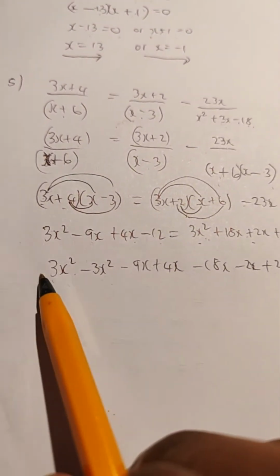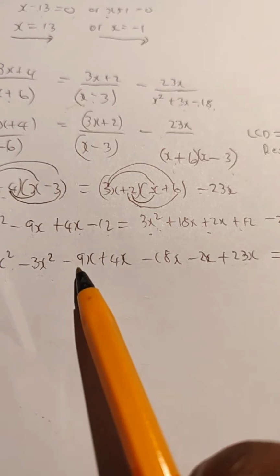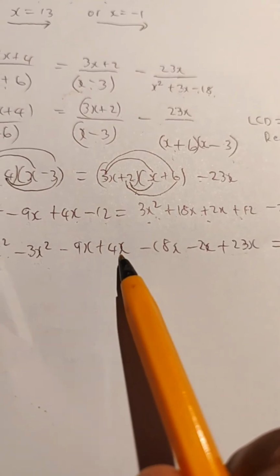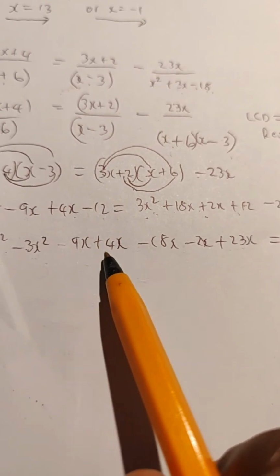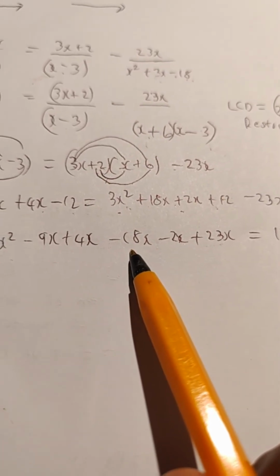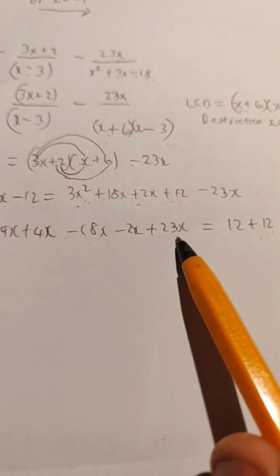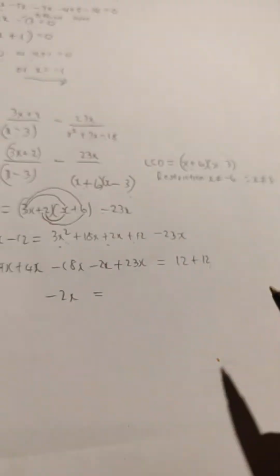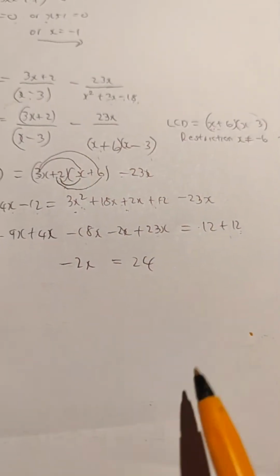3x squared minus 3x squared will give us 0. Let's go to the x terms. Negative 9x plus 4x is negative 5x. Negative 5x minus 18x is negative 23x. Negative 23x plus 23x is 0. I'm left with negative 2x on the left hand side. Then on the right, 12 plus 12 is 24.